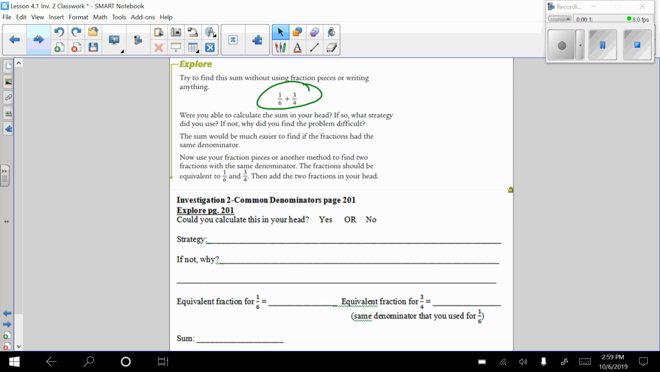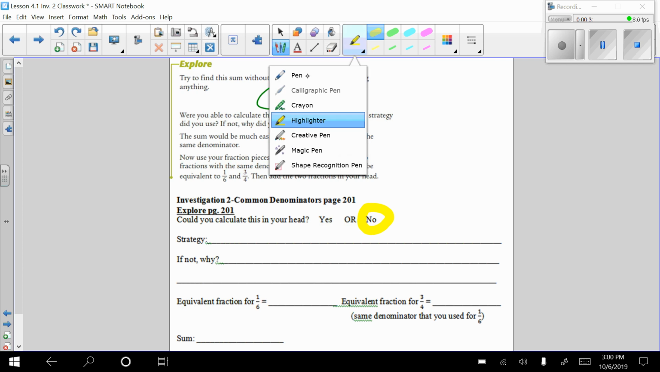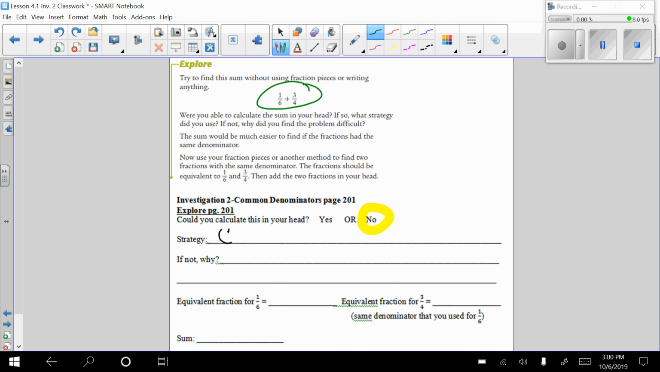Let's take a look at this one. 1/6 plus 3/4. Do you think you can do that in your head? If not, what are some strategies that we could use? My guess is no, we can't do that in our head, but we could use the strategy of finding a common denominator. So let's go ahead and put that down. That will be our strategy for the common denominator. And I'll go ahead and abbreviate denominator. You can write it out if you want. So that would be my strategy, because I cannot solve it in my head.